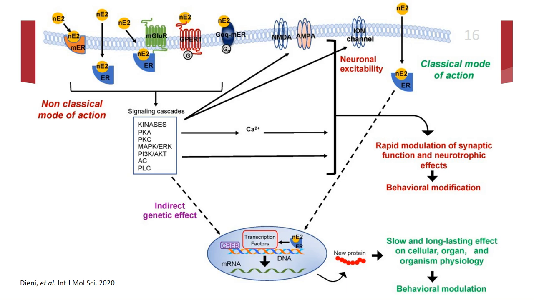And so again, I have to take a step back and talk generally about how estrogen signals in the central nervous system. Again, this is another image taken from that review paper by Diani and colleagues back in 2020. It's a great overview of central nervous system modes of action of estradiol. Generally, there are two modes of action of estrogen. We're going to talk first about the classical mode of action on the right-hand side.